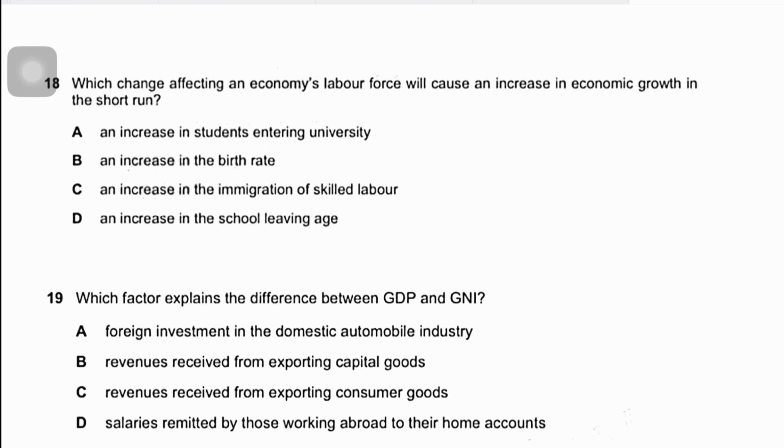Basically, if you look at option A, an increase in the students entering university, now this could lead to long-term economic growth by increasing the skill level of the labor force, right? But in the short run, it will reduce the availability of the labor force as more individuals will now be engaged in education rather than working. So this is not the correct option.